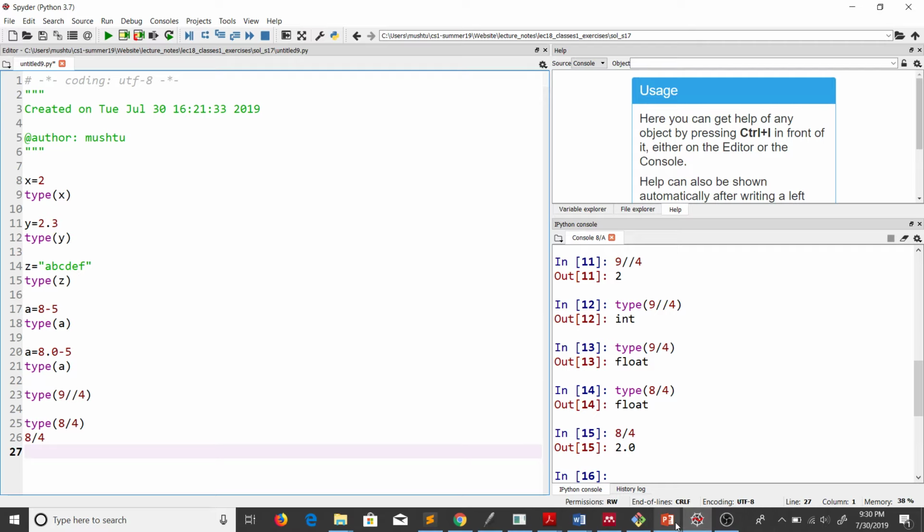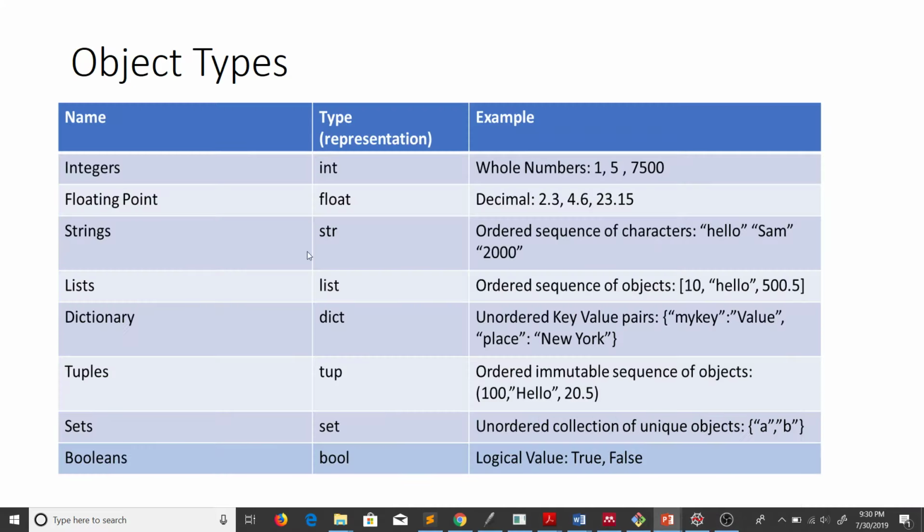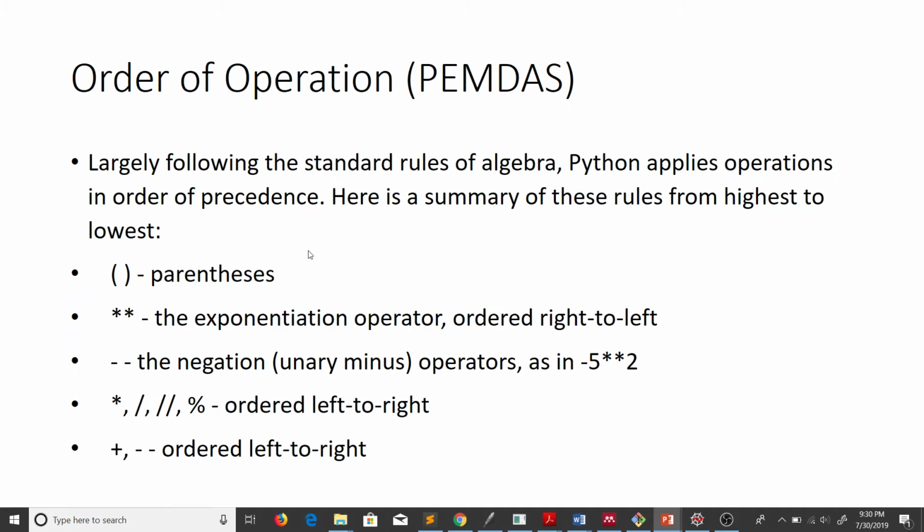Now, going back to our lecture, next we'll be talking about order of operations, and this is important because we'll be dealing with a lot of expressions and the standard rules of algebra apply in Python as well. So we do use this PEMDAS rule, which is parentheses, exponents, multiplication, division, addition, and subtraction. That's the order in which an expression is evaluated.